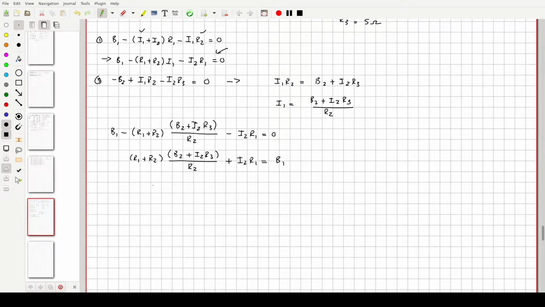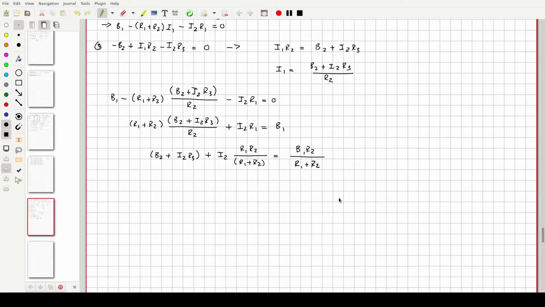And when I do that, I get B2 plus I2 R3, that's this right here, plus I2 times R1 R2 over R1 plus R2. So that's what I get when I multiply both sides by R2 and divide by R1 plus R2. And since I'm doing it to both sides, it also affects the battery. That's B1 R2 over R1 plus R2. Now things are getting there.